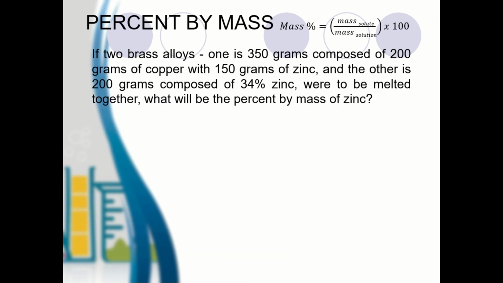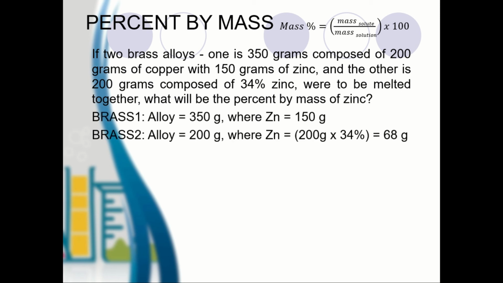Let's have another example. If two brass alloys, one is 350 grams composed of 200 grams of copper and 150 grams of zinc, and the other is 200 grams composed of 34% zinc, were to be melted together, what will be the percent by mass of zinc? So dito naman, dalawa yung ating solution. Dalawa kasi yung brass alloy. Yung isa daw ay 350 grams, yung isa naman ay 200 grams. Yung 350 grams, yung zinc daw doon ay 150 grams. Yung pangalawa naman na alloy natin, 200 grams siya, tapos yung zinc niya ay 34% ng 200. So we get that 34% of 200, it is 68 grams.